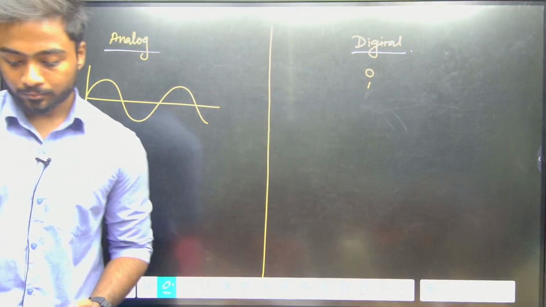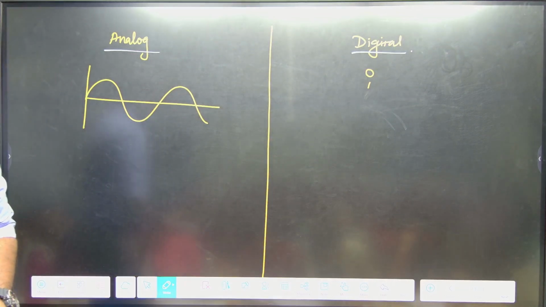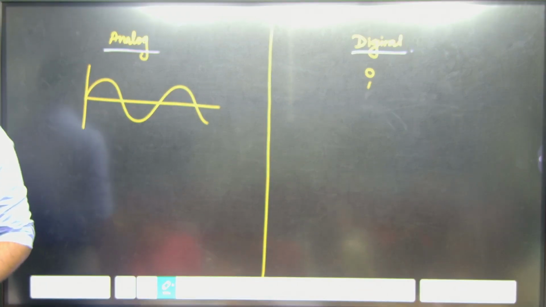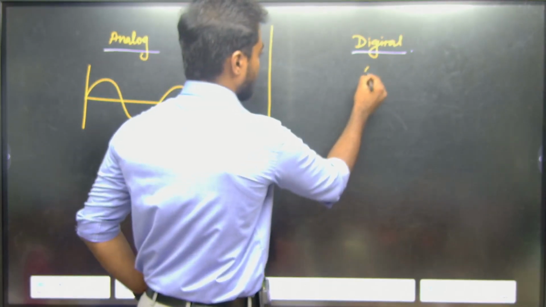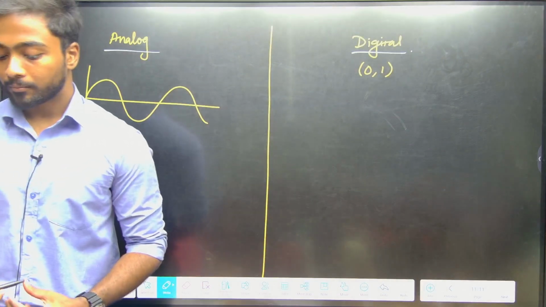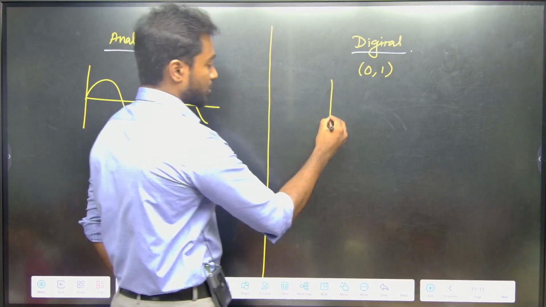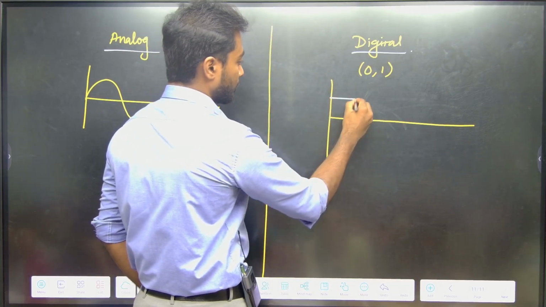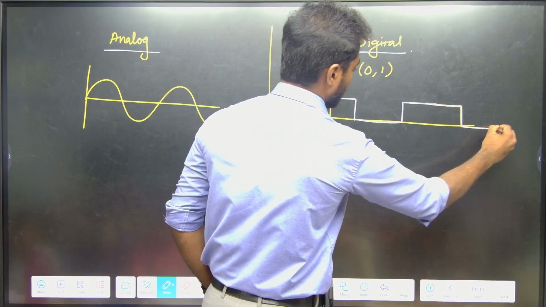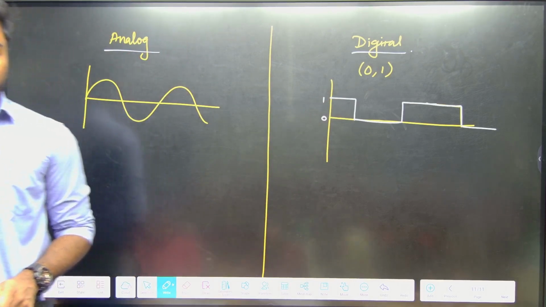Digital is based on the binary system, which is 0 and 1. Have you noticed this kind of graphs? Either it will be 0 or it will be 1. So the graph will look like either 0 or 1.